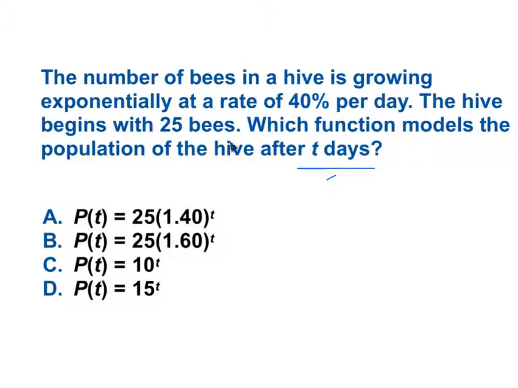Then it says you begin with 25 bees. So I look here, this begins with 1, this begins with 1, these two begin with 25, all right? So then you have to decide if it's growing at a rate of 40% per day. We remember that that would be 1 plus 0.40, and so that would be a growth rate of 1.40. So remember, we're always adding to it. Since it's growth, right, then we would do 1 plus. If it was decay, we'd do 1 minus. So it has to be A.